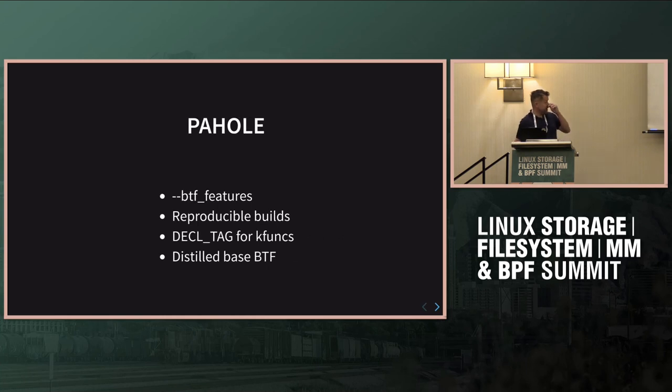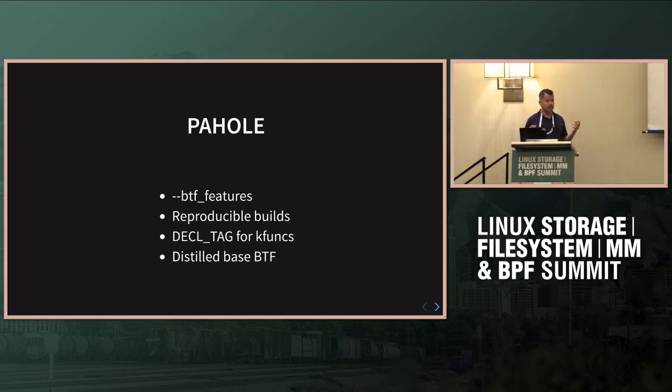So pahole: the first thing is that BTF evolves over time, and new stuff is being added. Or you want floating point information for S390, then you want enumerations that are 64 bit long, and then you want this thing and the other thing. And you want ways to select what will be generated, because maybe the kernel doesn't support this or that, so there is this impedance mismatch, this pairing of kernel, libbpf, and BTF features.